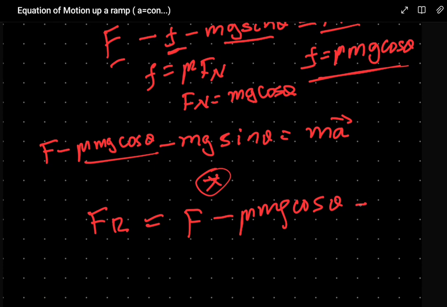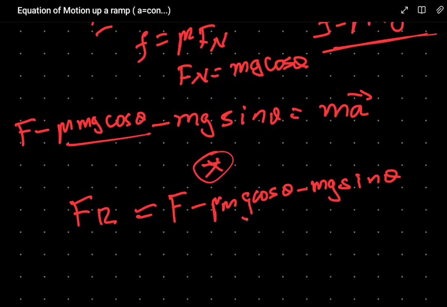The sine component of the weight is mg sine theta, and the friction is mu times m times g times cosine of the angle. So this is the expression for the resultant force.